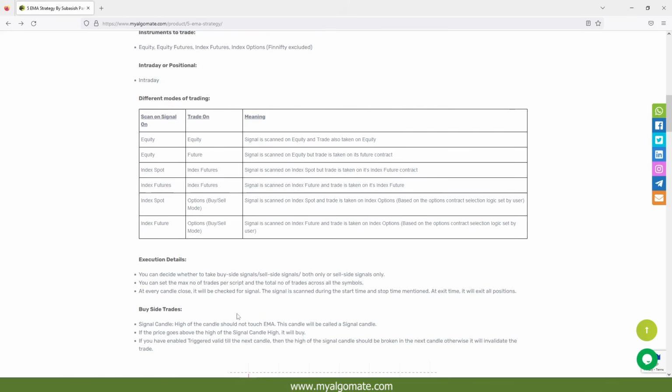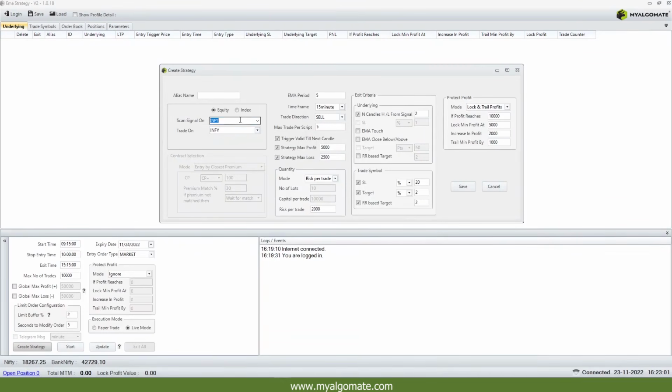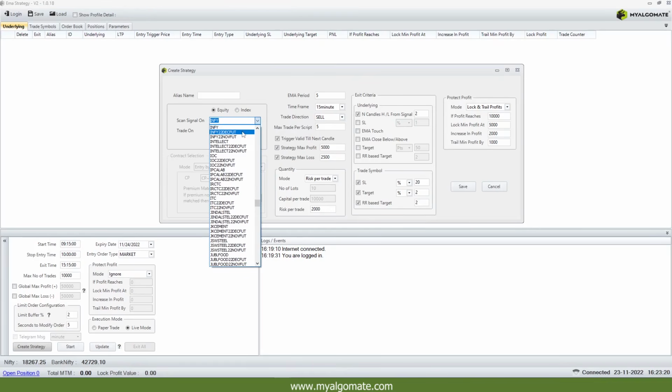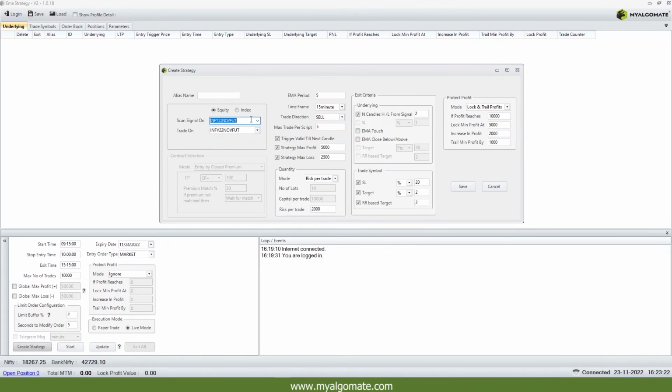The second option is equity and future. So it will be scanning the signal on Infosys and it will be trading on futures. You can select a future contract over here. It will be checking for the signal candle and the trigger price on the stock chart, and whenever the signal is triggered in the stock, it will take the trade in the future. You can also set it like future to future. Let's say if you want to scan the signal on futures chart directly and you want to trade on the same, you can do that as well.